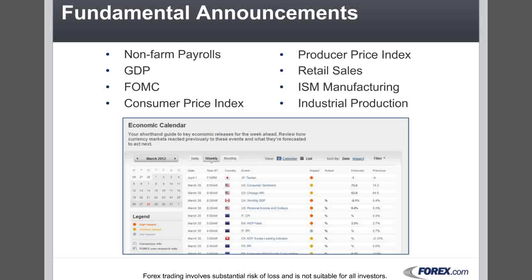Now, just a few more here. These are some business reports. We have retail sales, ISM manufacturing, and industrial production. Like I said, giving you just a bit of an introduction to some of those fundamentals. But if you would like to learn a little bit more about the fundamentals, it may be something you gradually learn along the way. We do provide quite a few different educational platforms and webinars directly on our website that will really help you understand the fundamental side of trading this market.